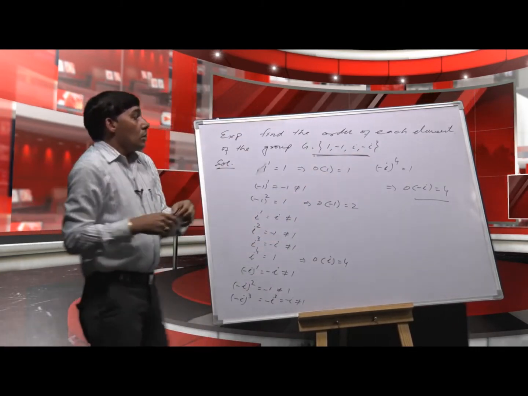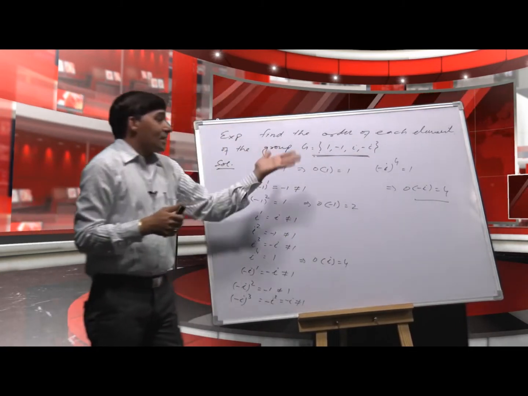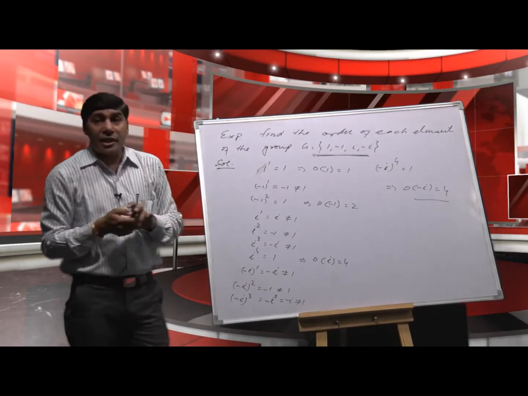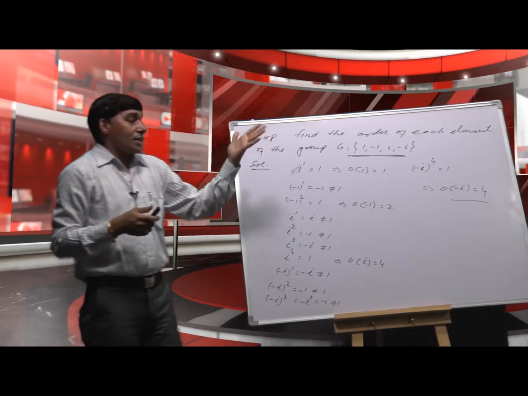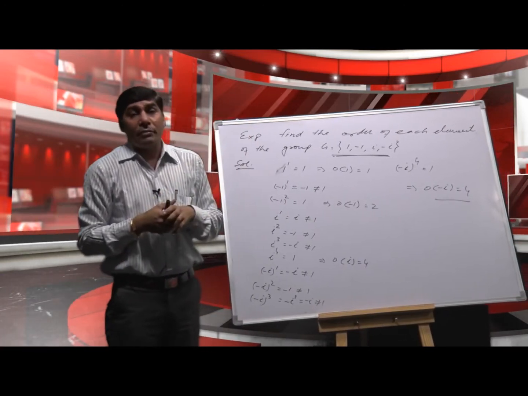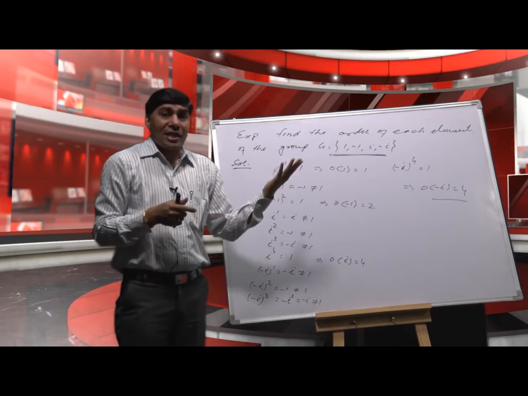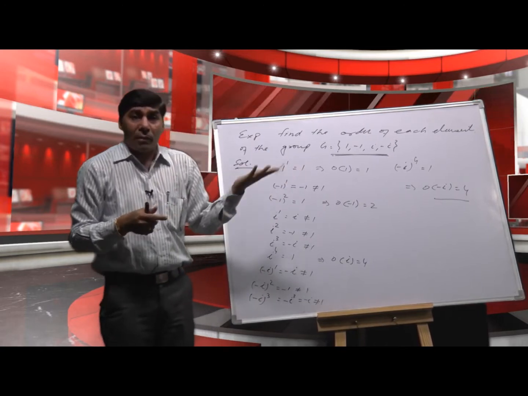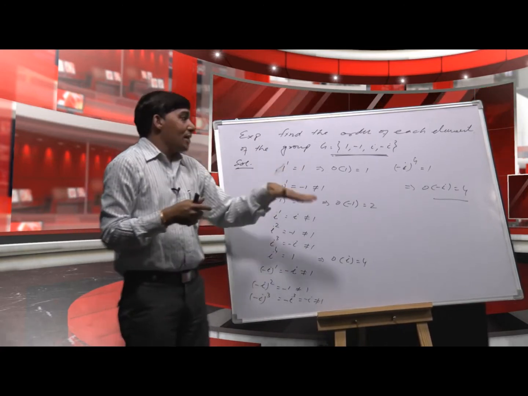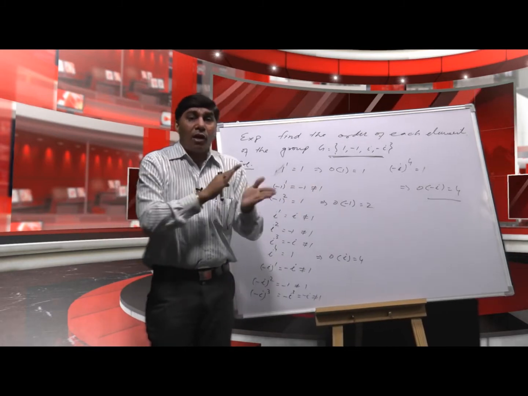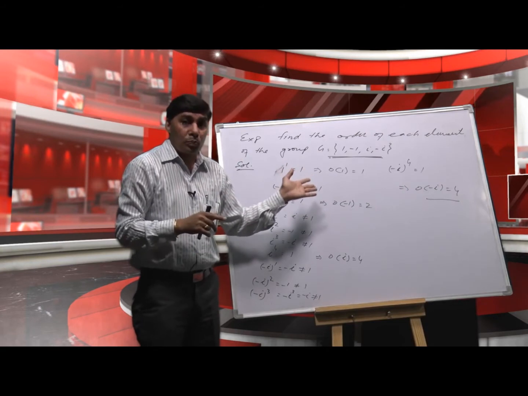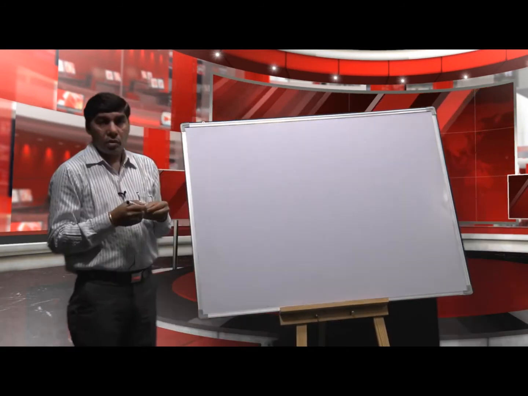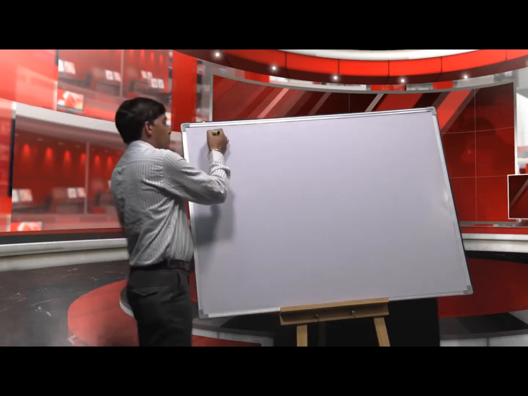Now, we can discuss some results based on cyclic groups. The first result we will discuss: every cyclic group is an abelian group. In the previous lecture we already discussed what an abelian group is, and in today's lecture we discuss the cyclic group. Now we can prove that every cyclic group is an abelian group. Now the first theorem on cyclic groups.